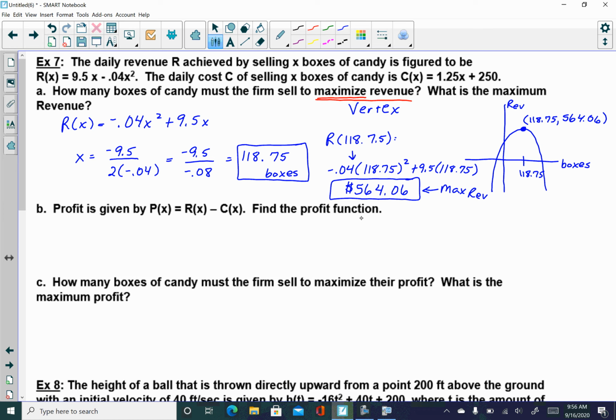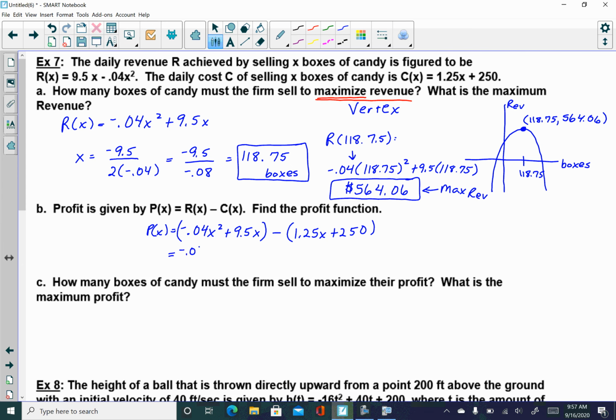Okay. Part B says profit is given by this equation, that P of x is equal to revenue minus cost. They want us to find the profit function. So they want us then that, okay, well, P of x would equal my revenue function. So let me put in my revenue function, negative 0.04x squared plus 9.5x. I'm just going to put that in parentheses, minus my cost function. And the cost function they gave us up here, which was 1.25x plus 250.